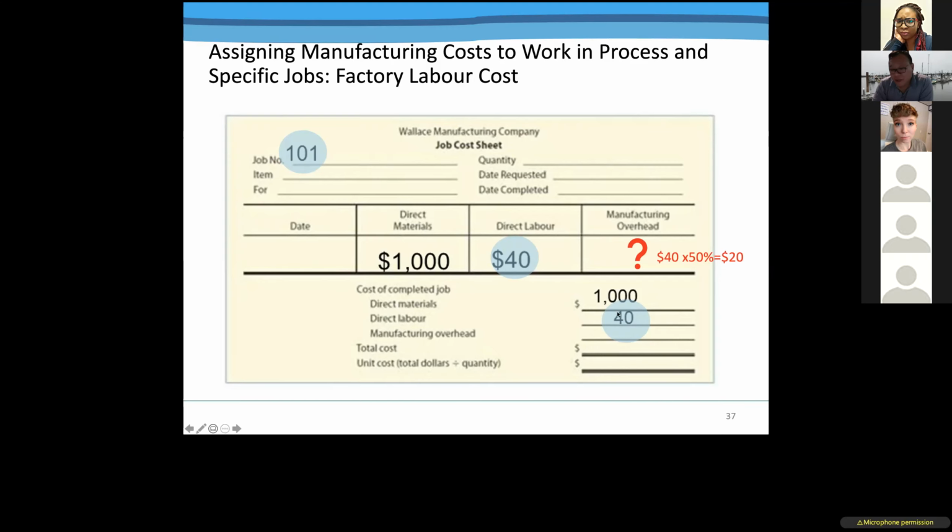So in this case, now we know that the manufacturing overhead is 20, and now you see why this is always applied when the job is done, right? It makes a lot of sense. So now the total would be 1060. And then suppose that the quantity is 10. So then 1060 divided by 10, your unit cost will be 106, right?